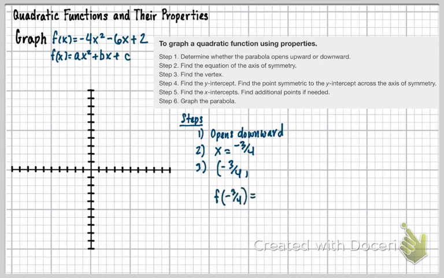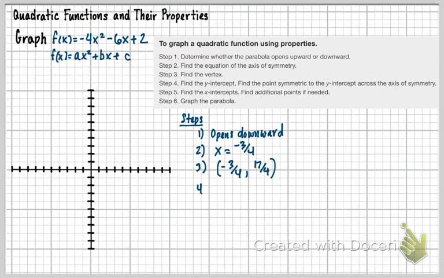So f of negative 3/4 is going to give me negative 4 times negative 3/4 squared minus 6 times negative 3/4 plus 2. And that's going to give us 17/4. So that's going to be our y value of our vertex. So again, you just plug it in.